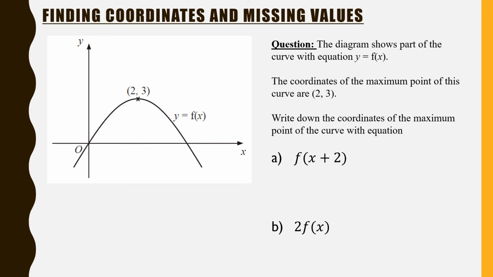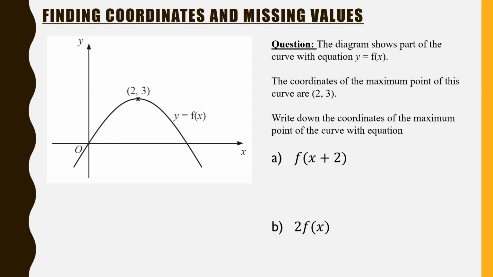So here are some other styles of questions that you might see on the GCSE. We've got y equals f of x, with a coordinate at the maximum point. The question says the diagram shows part of the curve with the equation y equals f of x. The coordinates of the maximum point of this curve are 2, 3. Write down the coordinates of the maximum point of the curve with the equation f of x plus 2.